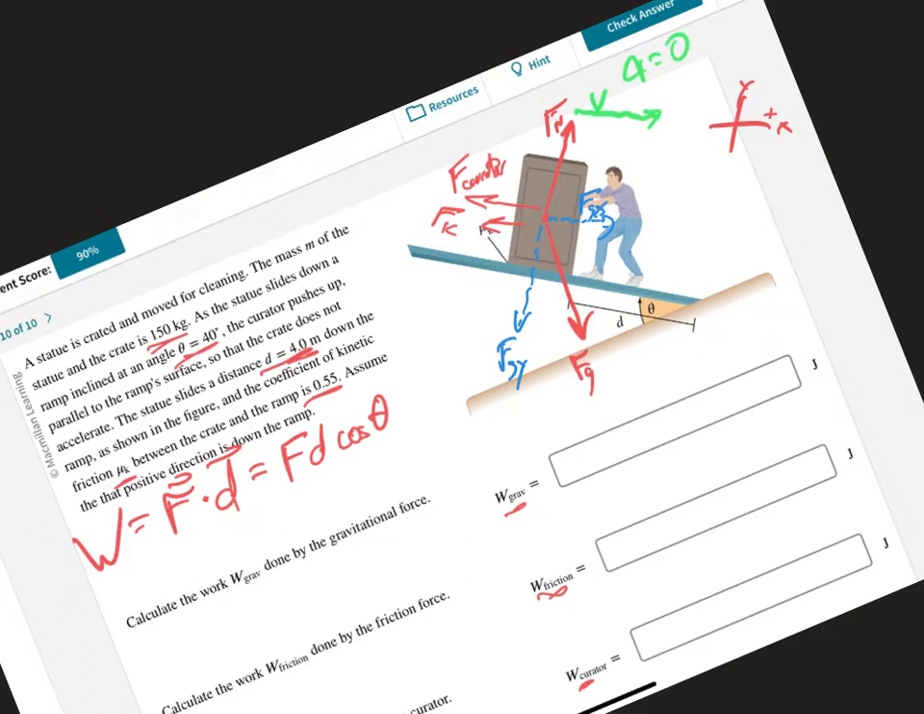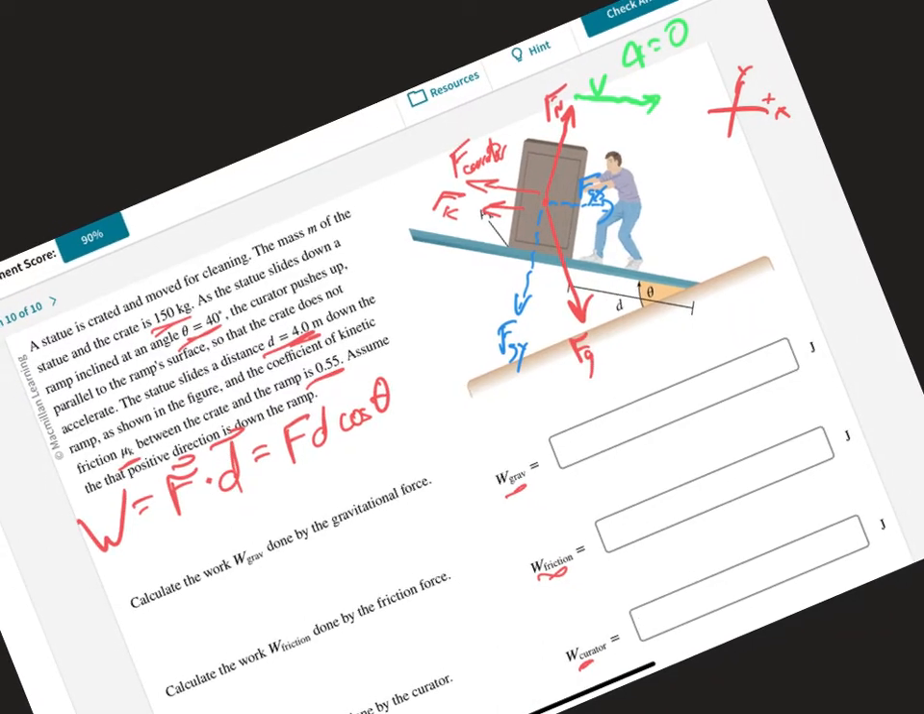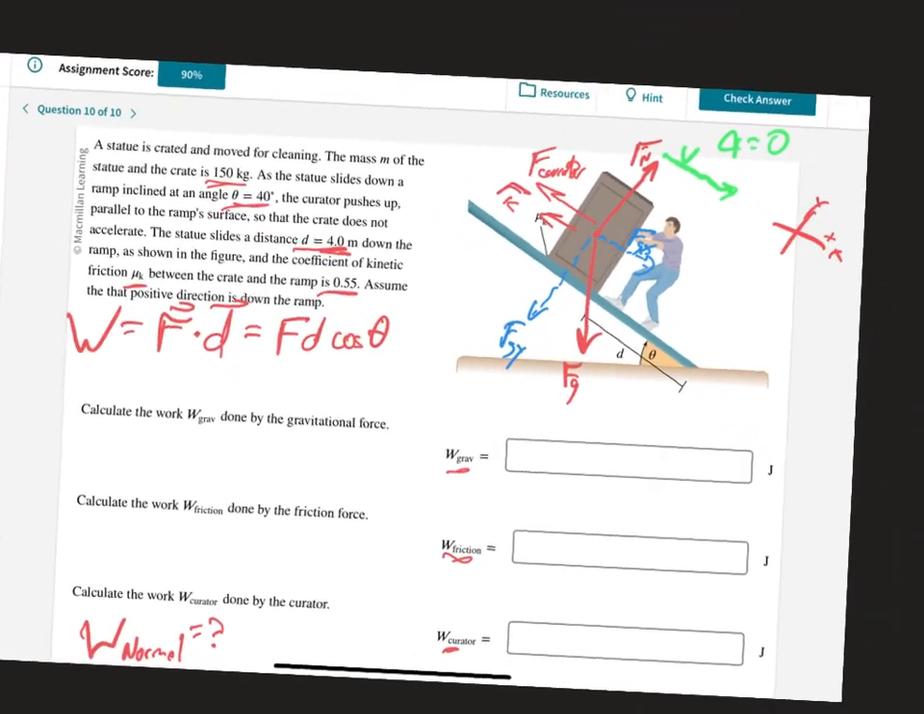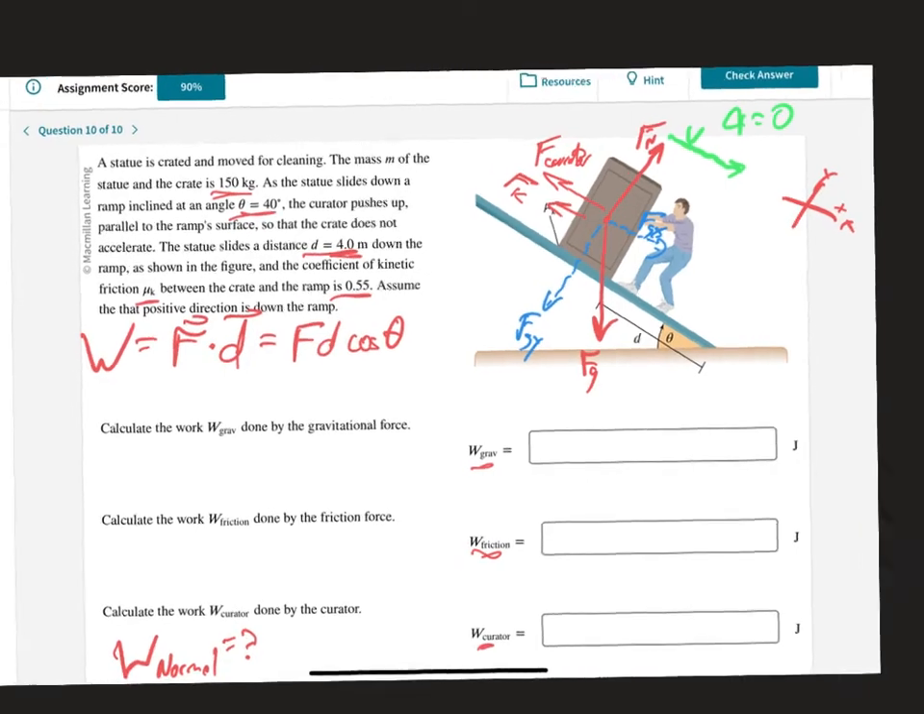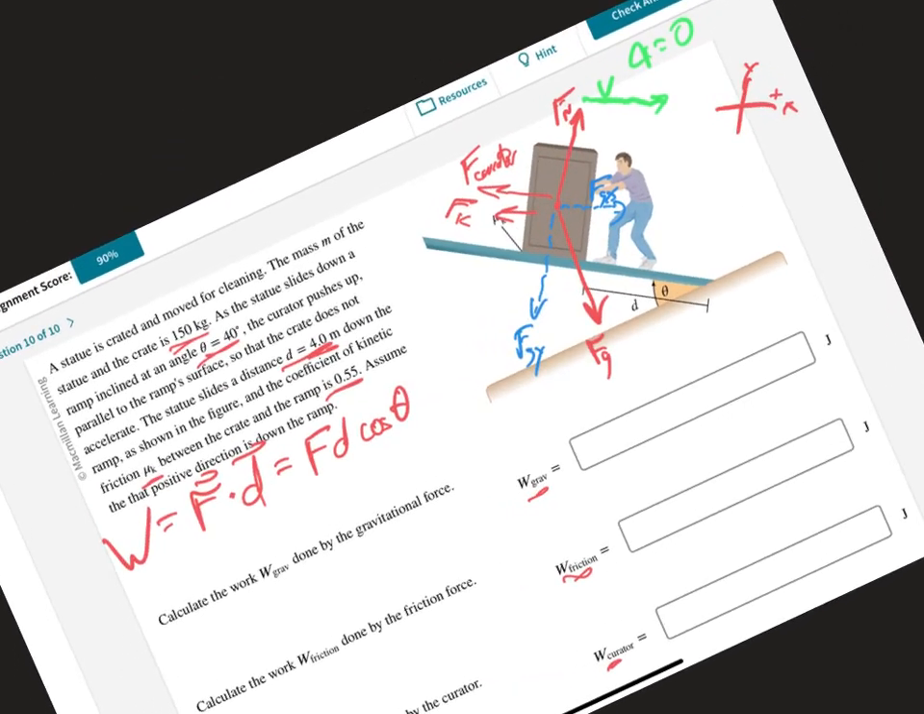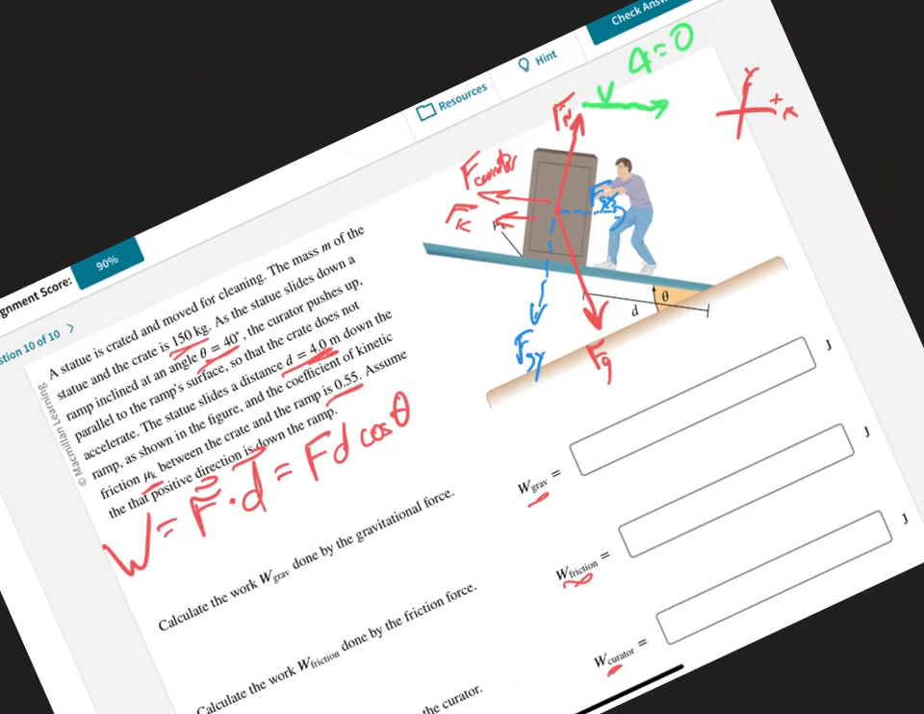And since I rotated it, force gravity was straight down, and I'm rotating it so that it's flat, which means that I have rotated the force of gravity at an angle of theta. So this right here is going to be my theta. And this bottom part of the right triangle is Fgx.